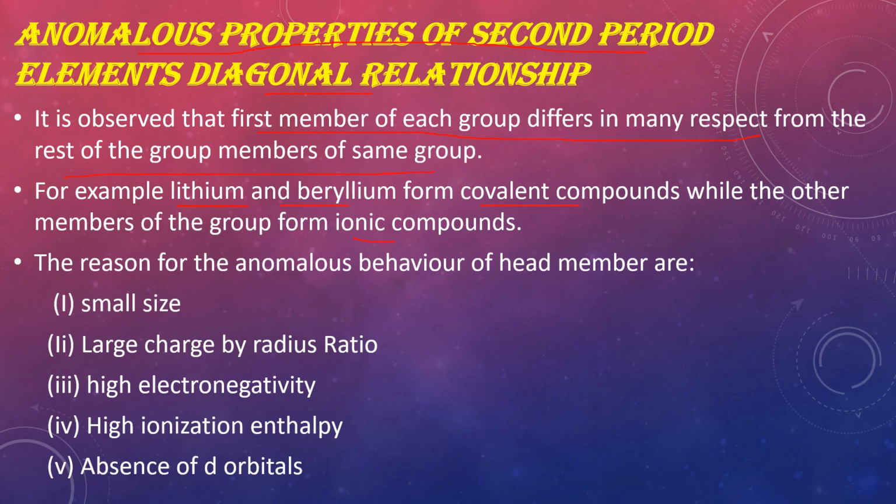Now, what is the reason that the head elements show different behavior or anomalous behavior? The reason is, first, their small size. Second is large charge by mass ratio, because the valency is same, but the size of the head element is very less. So charge by mass ratio is large. Third is high electronegativity because of their small size, high ionization enthalpy, and absence of d orbital. Due to these reasons, the behavior of the head element is different from the rest of the group members.